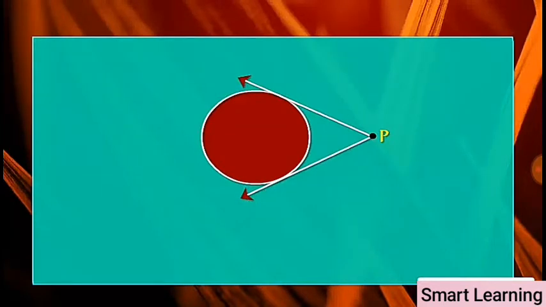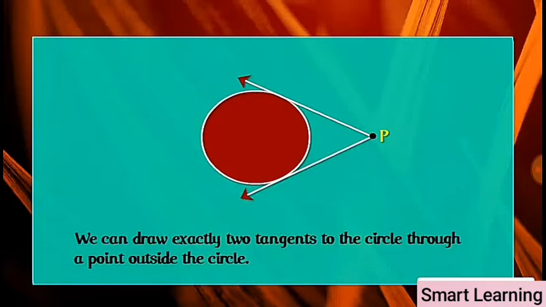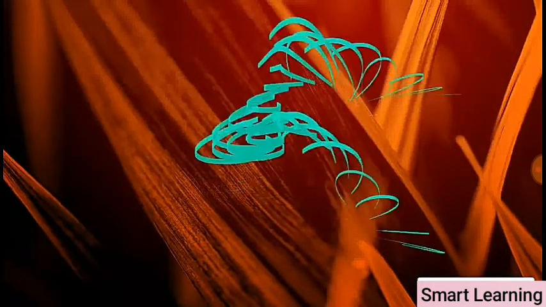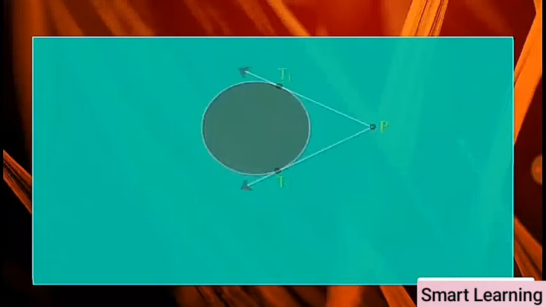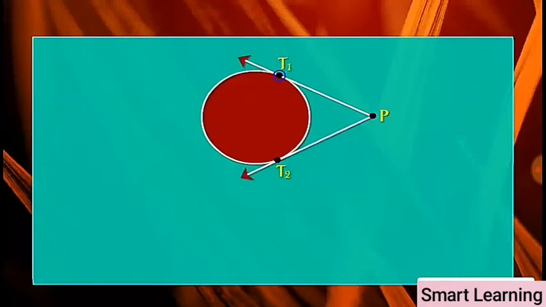Observe the figure. We can observe that we can draw exactly 2 tangents to the circle through a point outside the circle. Here, T1 and T2 are the points of contact of the tangents PT1 and PT2 respectively.